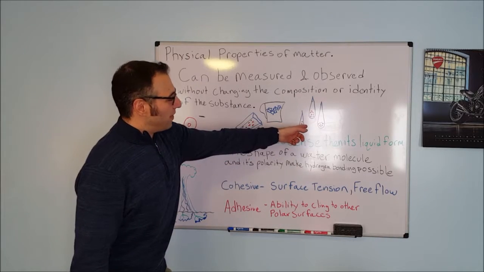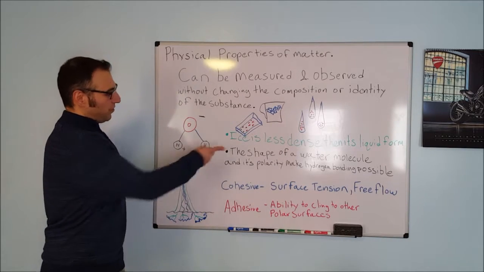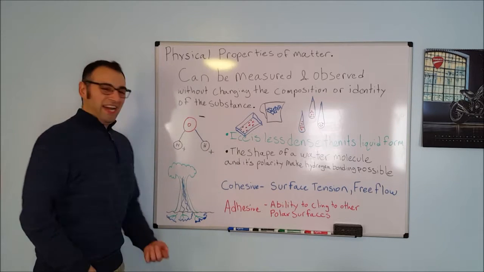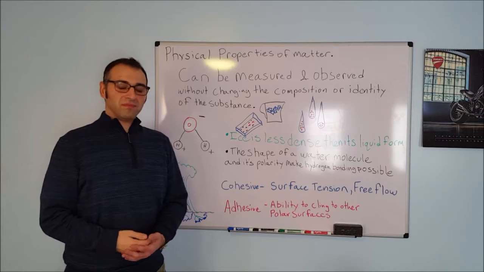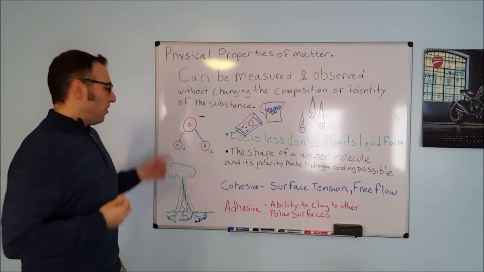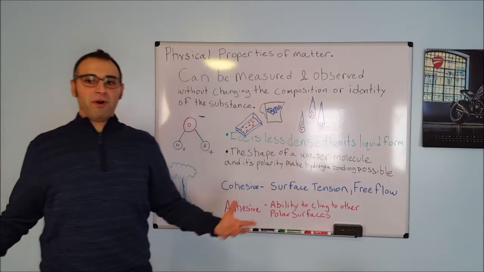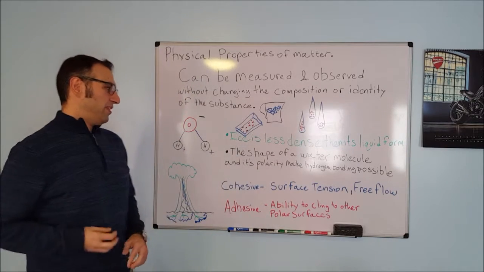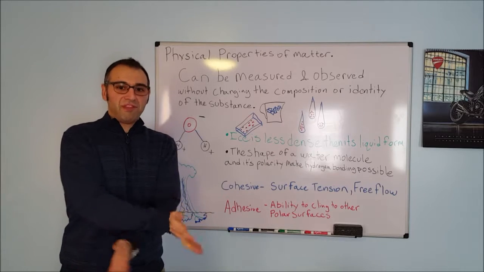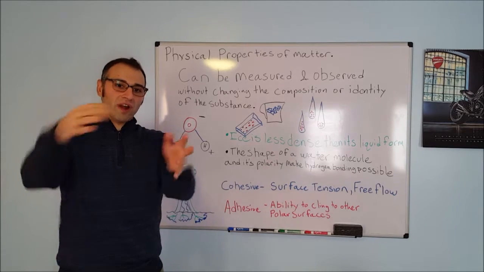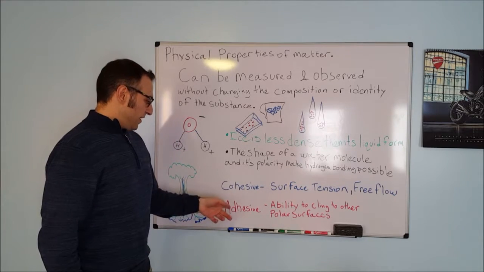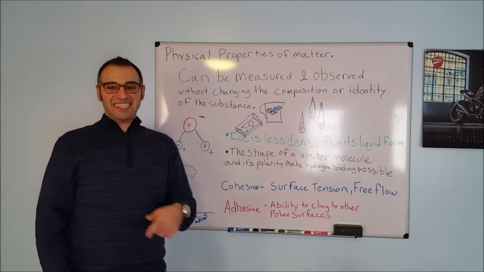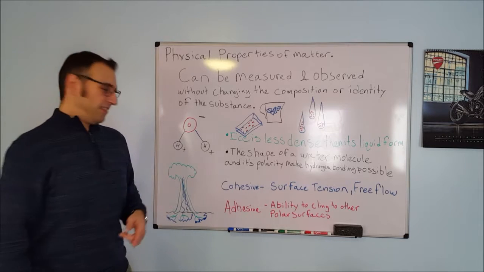Now, if we take a look at water in its liquid form, we know that the shape of a water molecule and its polarity make hydrogen bonding possible. So what does that mean? Well, hydrogen bonds are really weak. They can break apart and pull back because of water's cohesive ability. That is, its ability to flow freely and move wherever it wants to. Because it's polar, it has an adhesive property, meaning that it can cling to other polar surfaces.